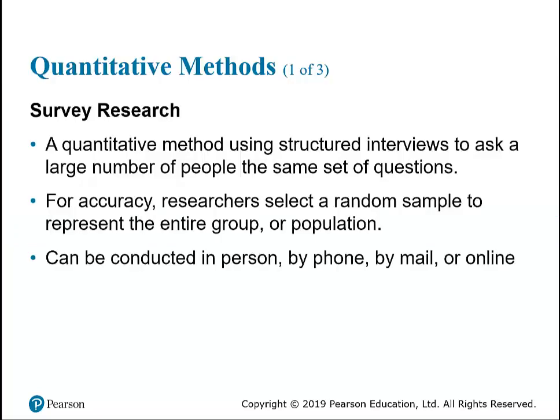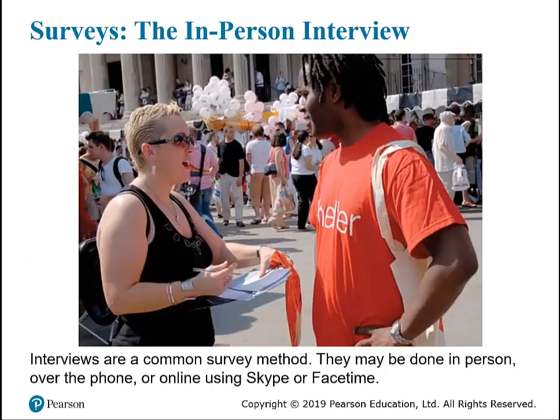Survey research is a quantitative method using structured interviews to ask a large number of people the same question. For accuracy, researchers select a random sample to represent the entire group or population. Collection methods include telephone, cell phone, door-to-door, the internet, and mail. Now that we've reviewed qualitative research, what are the relative strengths of quantitative research? What can it do that qualitative research cannot?